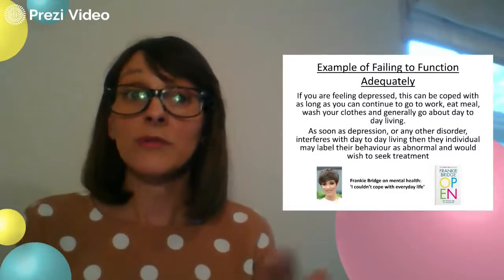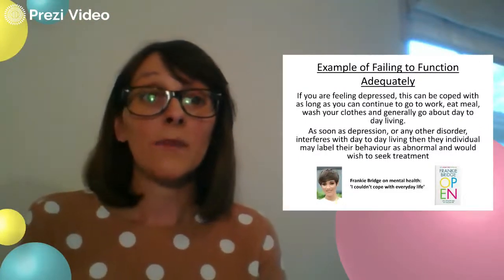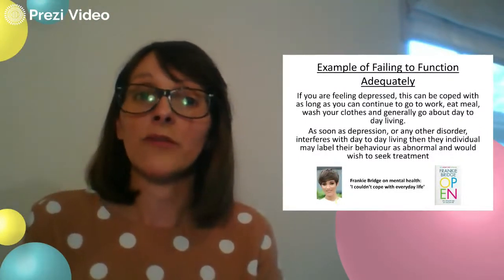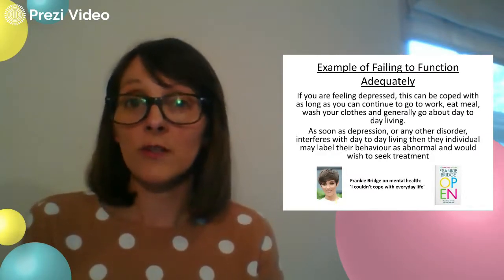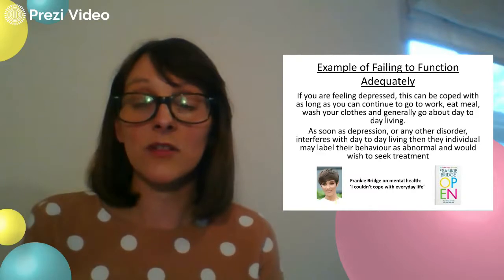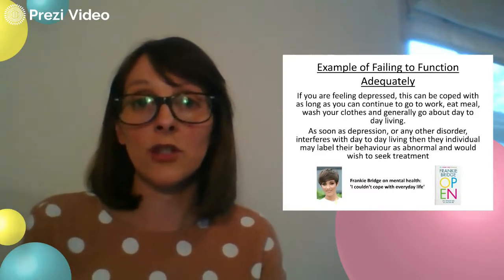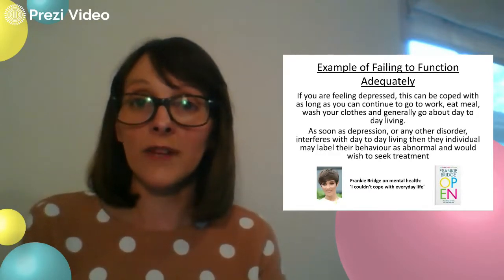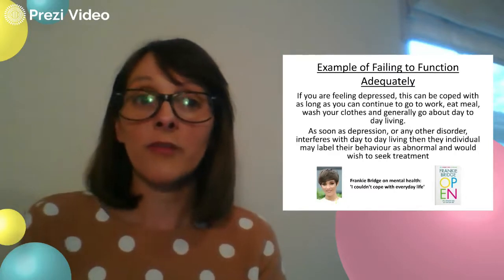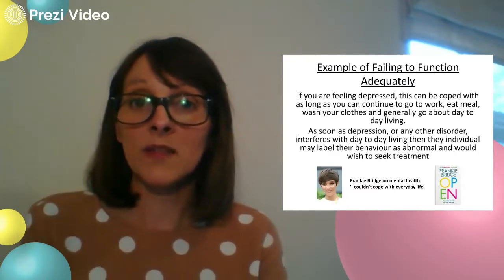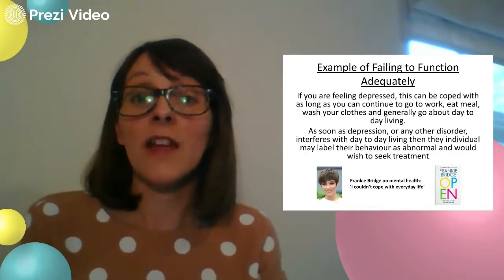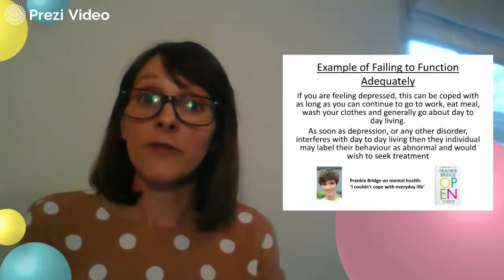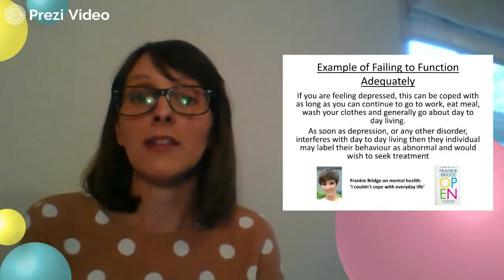So our example is the idea of depression. There's a celebrity example here, so we've got Frankie Bridge. She was suffering from depression, and a few years ago she spoke about this in the media, so you can find lots and lots of clips on YouTube about this, lots and lots of articles. I've got a statement from an article on BBC News, and she said that she couldn't cope with everyday life. So it fits in with failure to function adequately really well.